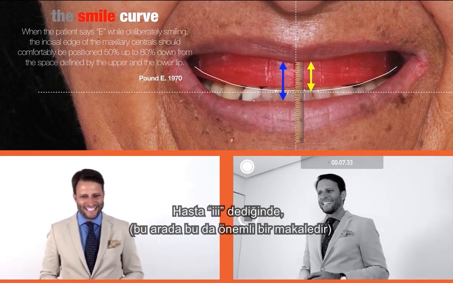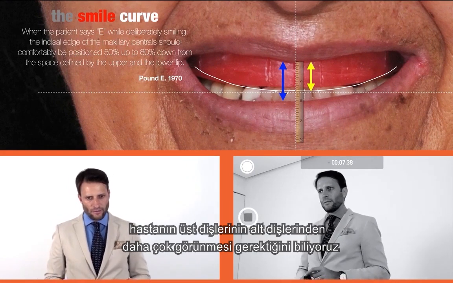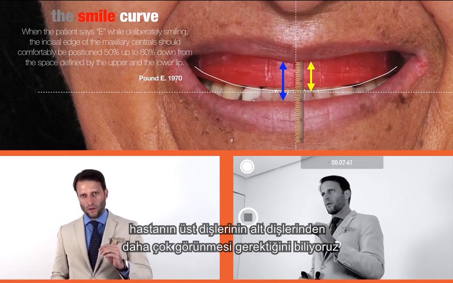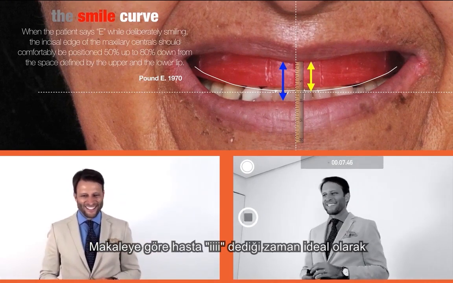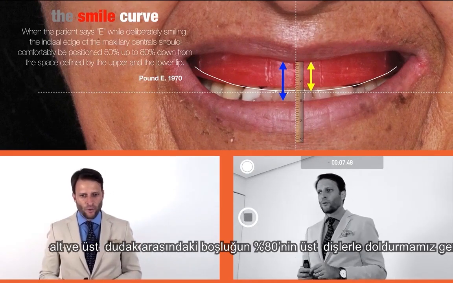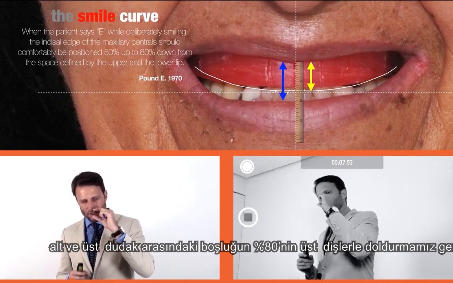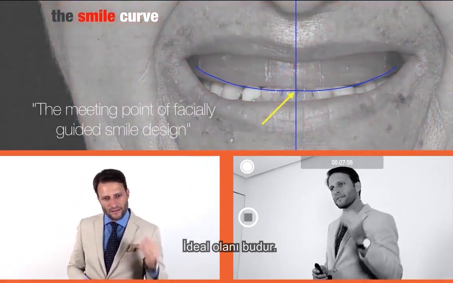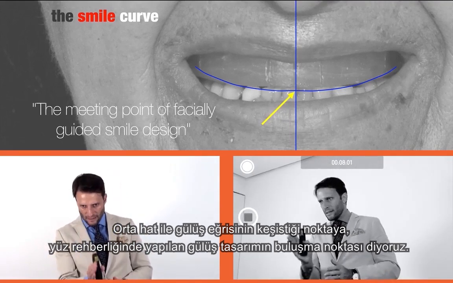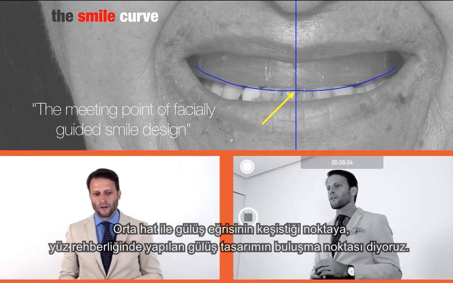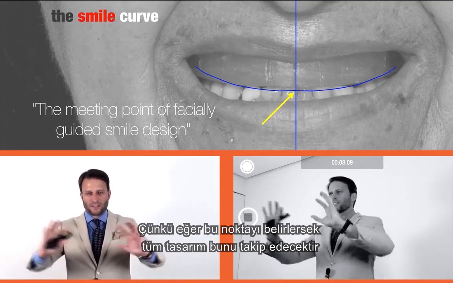When the patient says E, that's an important article. We know that usually the patient needs to show more upper teeth than lower teeth, and actually what this article says is that when the patient says E, ideally we should fill this distance between upper and lower lip 80% with the upper teeth. That's the ideal. We call this point, the intersection between the midline and the curve, the meeting point on facially guided smile design. Because if we can determine this point, the whole design will follow.